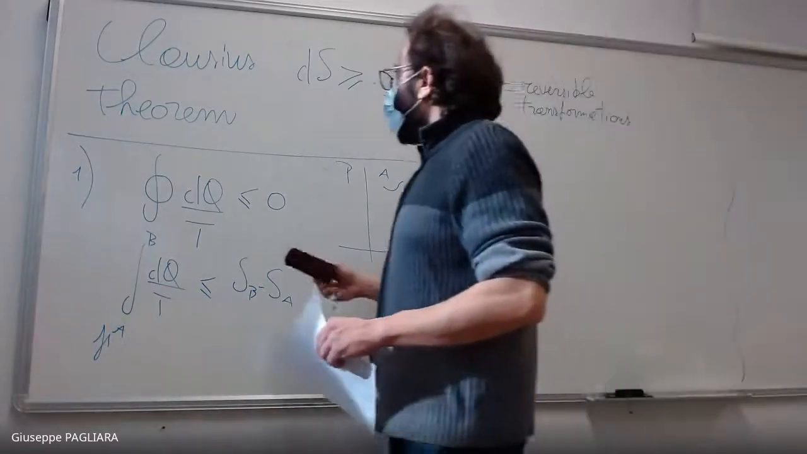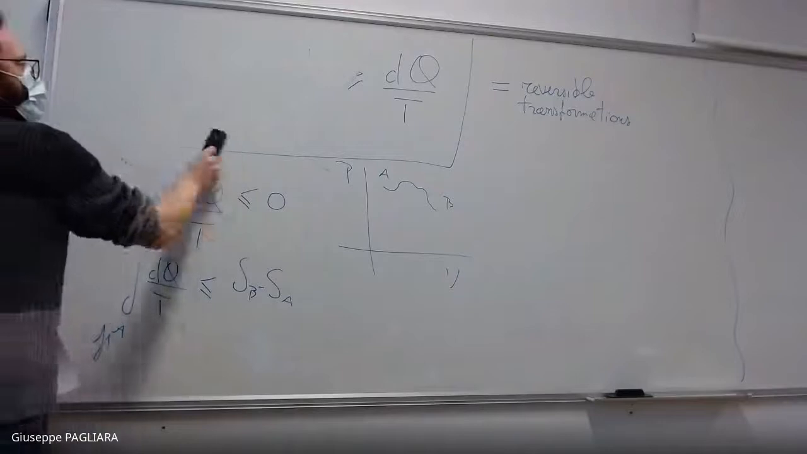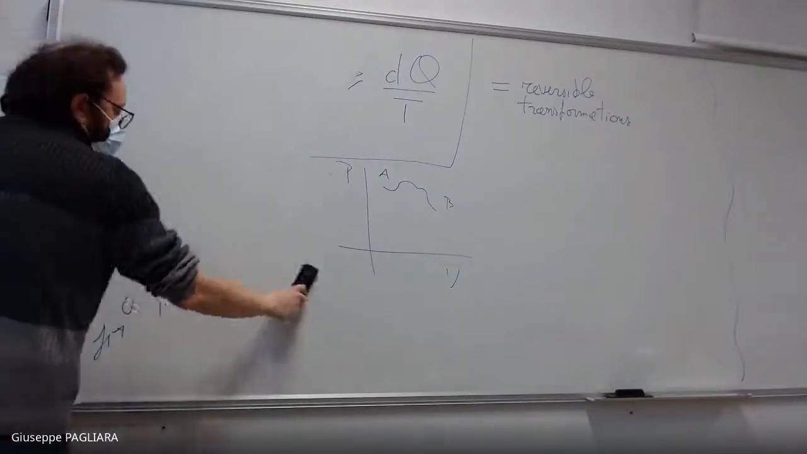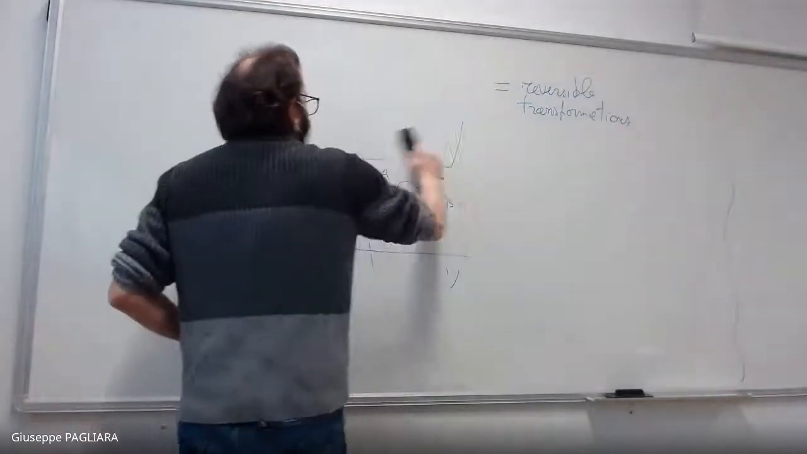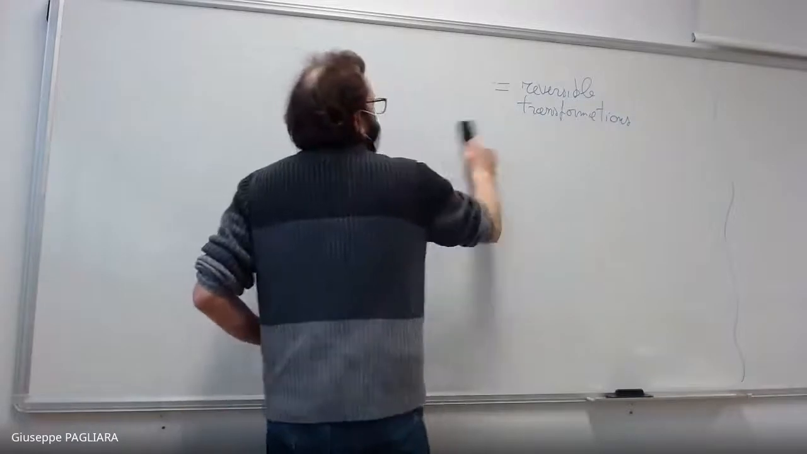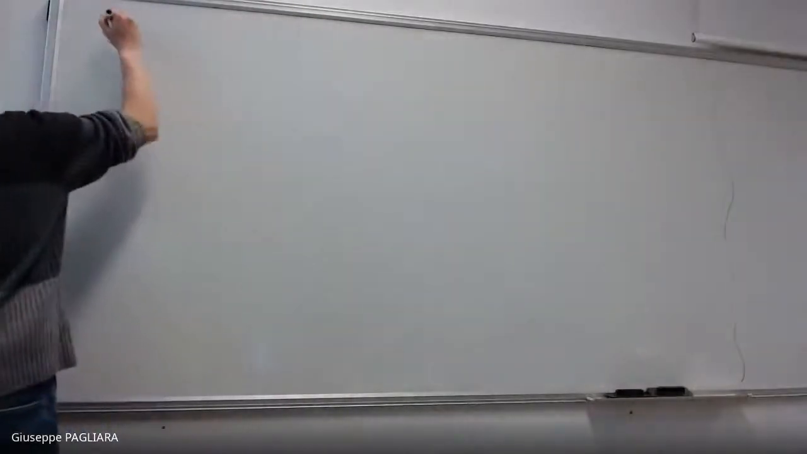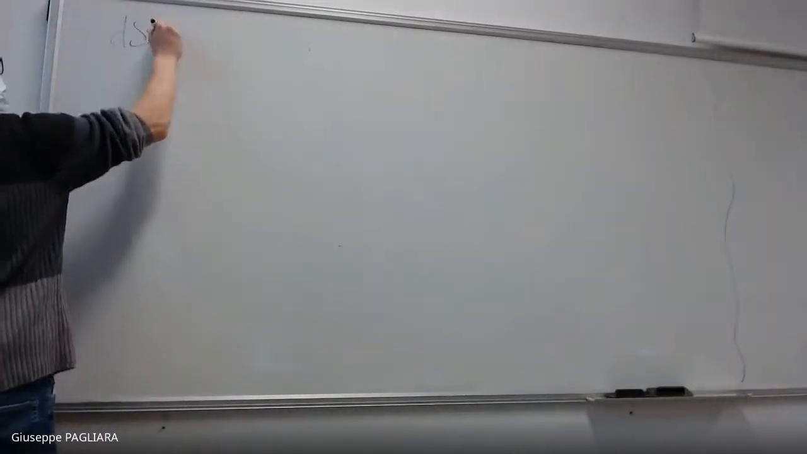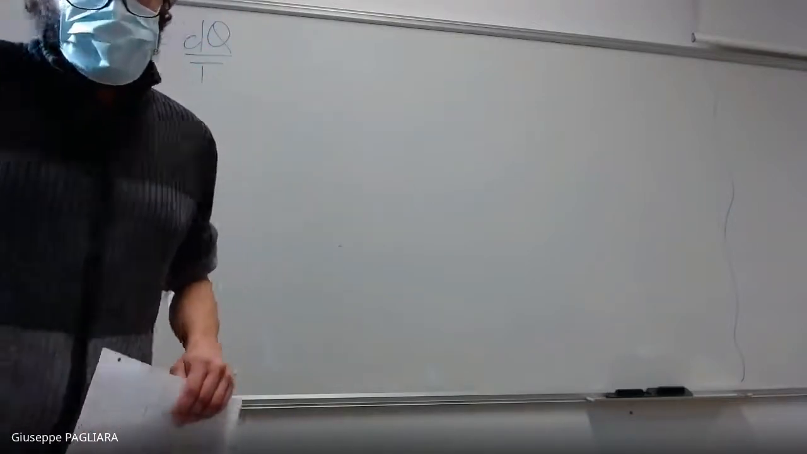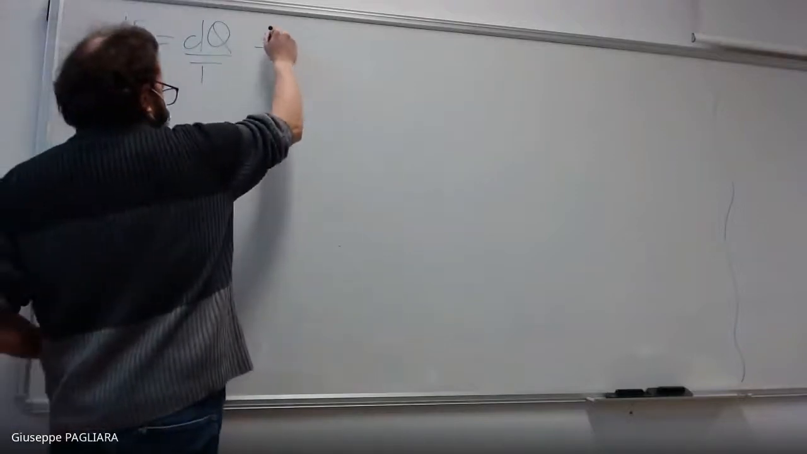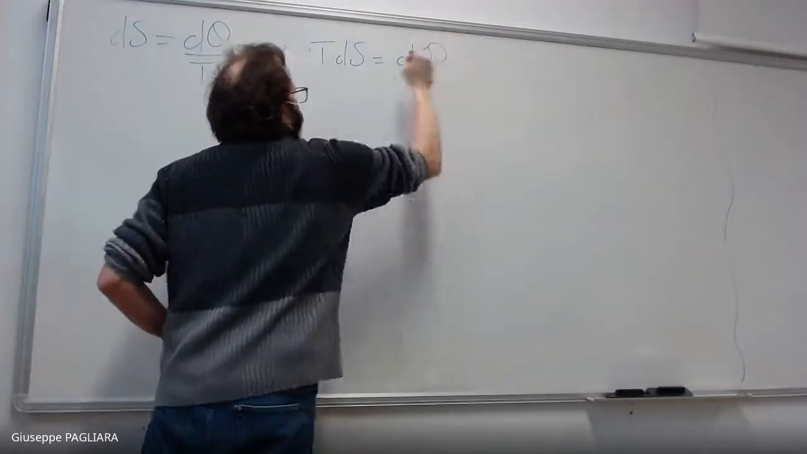Now, let's talk about reversible transformation. For reversible transformation, there is a relation between dq divided by T and dS, which is the following. Now I'm talking about reversible transformation, and dS is equal to dq divided by T. Therefore, TdS is equal to dq.